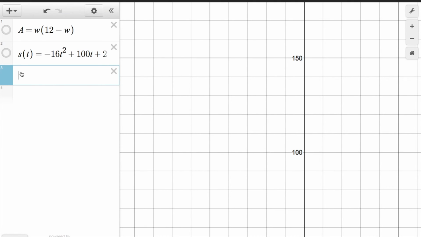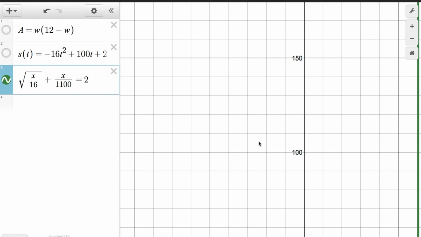And here there's nothing to maximize because we have the equation square root of d over 16 plus d over 1100 is equal to 2. What's the problem, Desmos? It says we only support implicit equations of x and y. Alright, well, let's change this to x. Let's change this to x. Let's see what happens.